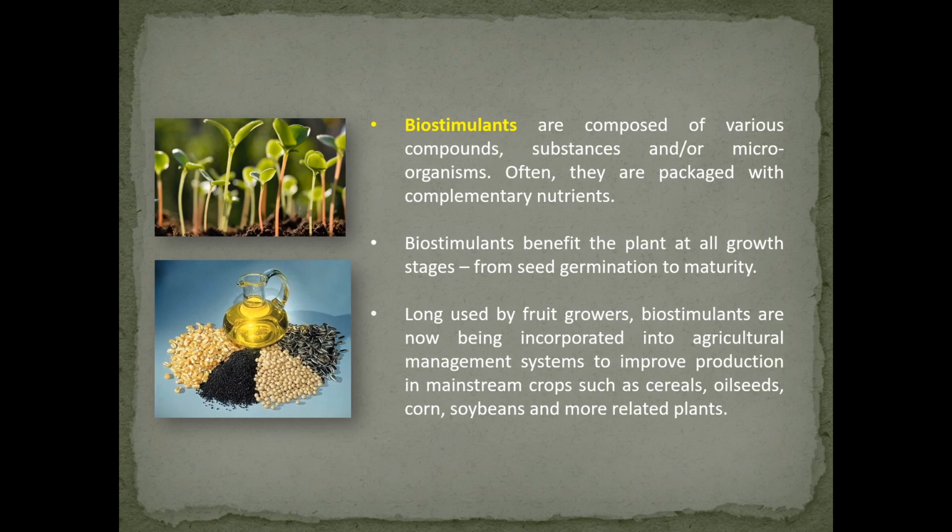Biostimulants are composed of various compound substances that induce microorganisms, packaged with complementary nutrients. Biostimulants benefit the plant at growth stages from seed germination to maturity. Plants mostly attain four different stages. First, when the plant just grows and the two cotyledons open, is the juvenile phase. From leaf to flower bud is the vegetative phase. Once the flower appears is the reproductive phase. Then senescence is the maturity phase.